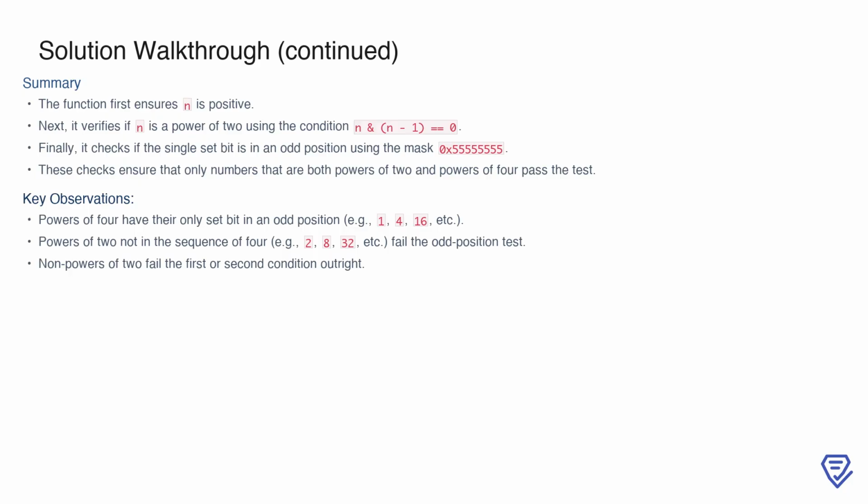For example, powers of 4 such as 1, 4, and 16 pass all tests, as their single set bit is in an odd position. On the other hand, powers of 2 that are not powers of 4, like 2, 8, or 32, fail the odd position test. Non-powers of 2, such as 5, fail the earlier conditions outright. This systematic approach ensures accuracy in identifying powers of 4.